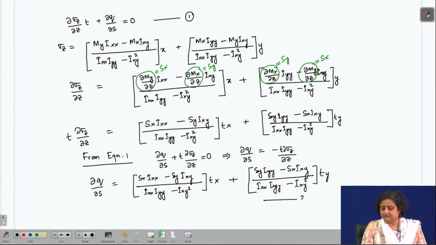So, let me call this equation 2. Now, we have got the expression of the derivative of Q in terms of the applied shear forces Sx and Sy, the sectional properties Ixx, Iyy and Ixy, the coordinates of a given point on the cross section, that is x and y, and the thickness t. Now, this expression can be used to further obtain the value of Q, which will be taken up in the next lecture. Thank you.